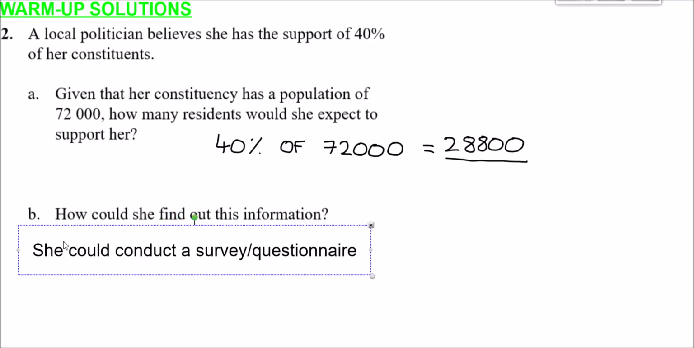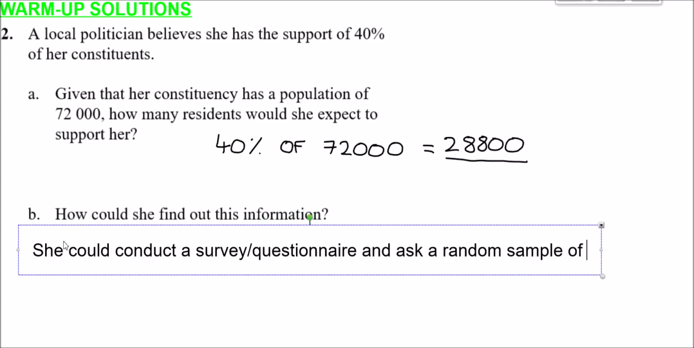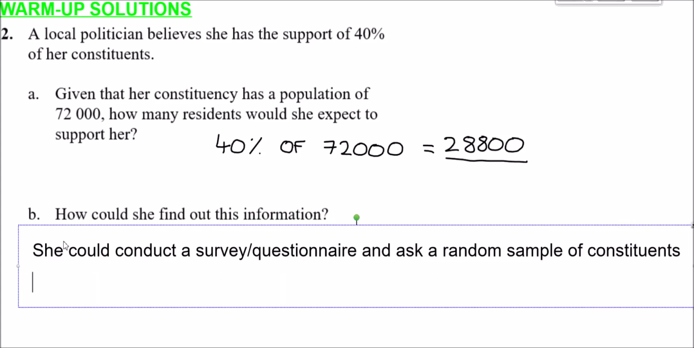So it could be a survey or questionnaire, and she could ask, using this survey, a random sample of constituents. It's important that it needs to be randomized, needs to be fair. She could ask them about if they support her or not. So obviously, the bigger the sample size, the better. That needs to be stated. The bigger the sample size she chooses, the better.